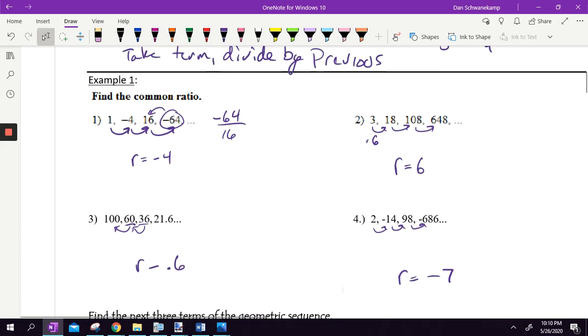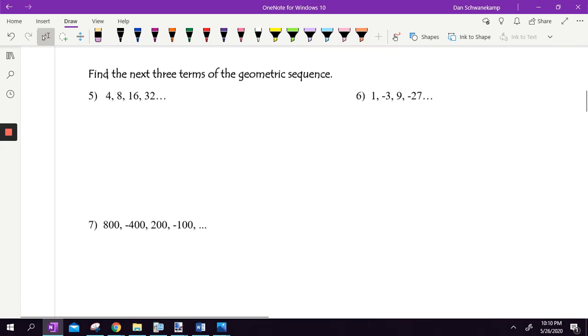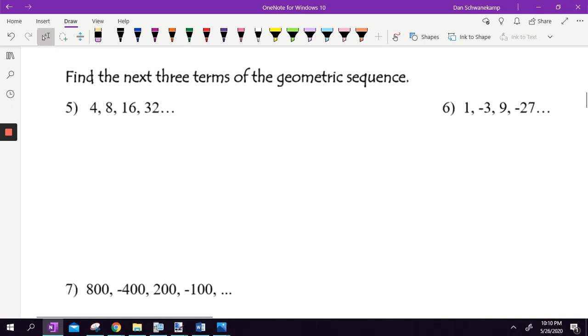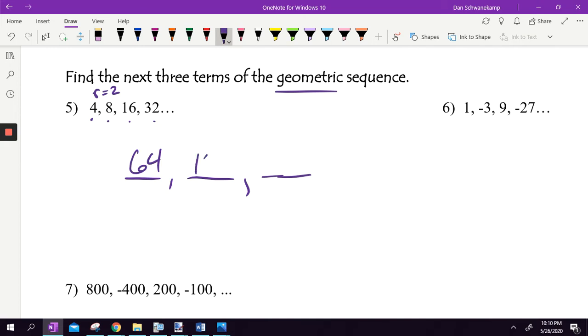That's finding r. So with that being said, we're just going to continue finding some sequences. Find the next terms in the sequence. 4, 8, 16, 32. Well, this is geometric. They're telling me it's geometric, so all I've got to know is my r. In this case, my r is 2, because 4 times 2 is 8, 8 times 2 is 16, 16 times 2 is 32. Just find the next three terms. So all I've got to do is 32 times 2, which would be 64. 64 times 2 is 128, and 128 times 2, 256. So again, all I had to do really was find my r and then work from there.